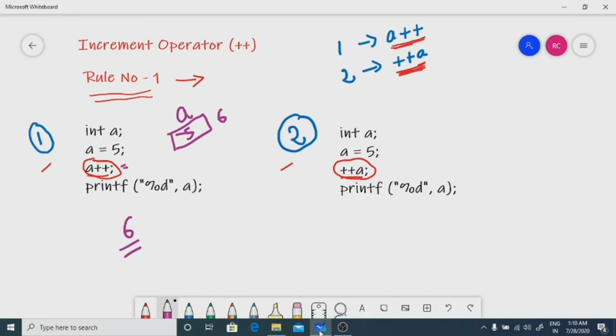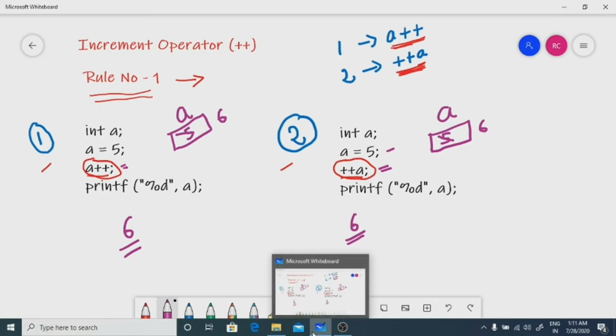In the second program, memory will be allocated to A. 5 will be assigned to A. Now if you observe here, plus plus A. Again, A is independent. You cannot see any other variable. So there is no concept of pre increment or post increment. It is just increment. So 5 will become 6 and you will get the output 6. So rule number 1 tells us that post increment and pre increment operators behave in the same manner if they are used independently. I hope all of you understood the meaning of independent.